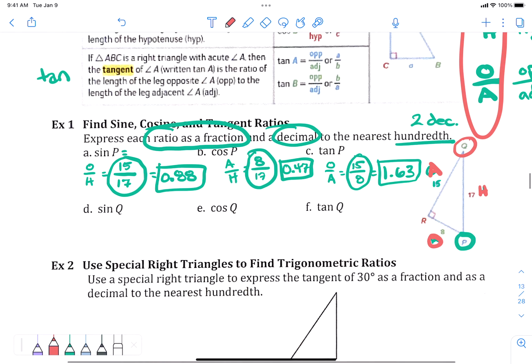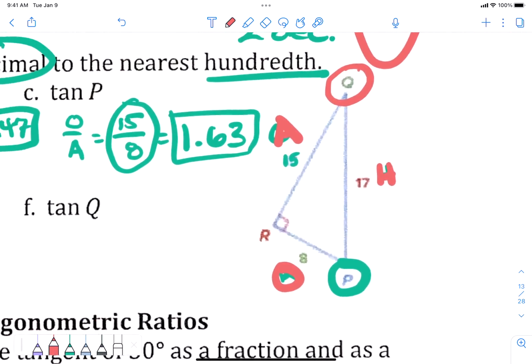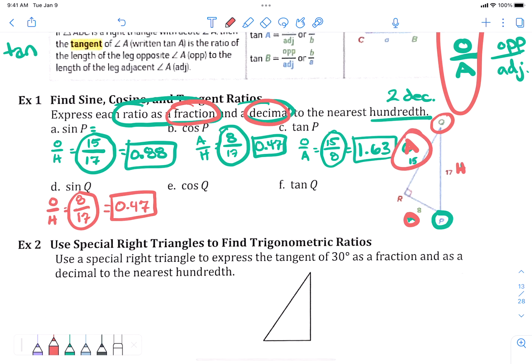So sine. Sine is opposite over hypotenuse. If we're looking at angle Q, which side is opposite angle Q? What's opposite over hypotenuse for angle Q? 8 over 17. They want it as a fraction and as a decimal. So 8 over 17 is 0.47. Oh, we've seen that before. Cosine is adjacent over hypotenuse. Adjacent is 15, hypotenuse is 17, so this one is 15 over 17. And this one is 0.88.